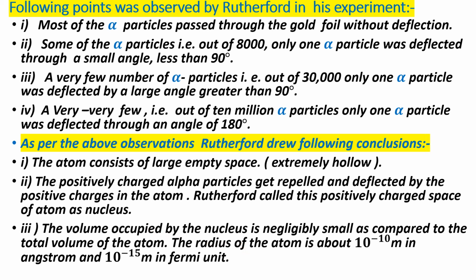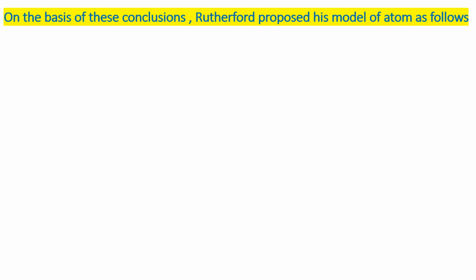The volume occupied by the nucleus is negligibly small as compared to the total volume of the atom. The radius of the atom is about 10 raised to minus 10 meter, in angstrom, and the nucleus is about 10 raised to minus 15 meter, in Fermi units. So, on the basis of this conclusion, Rutherford proposed his model of the atom as follows.